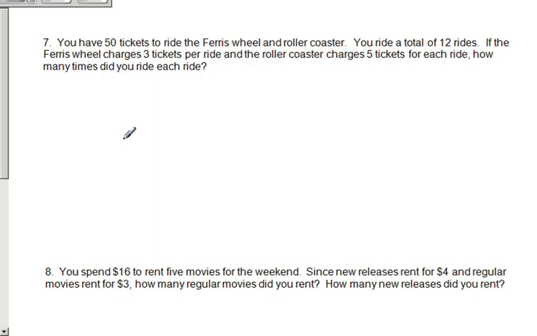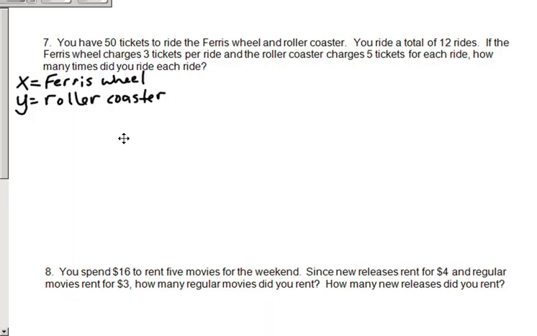Okay. The first thing you need to do is label an X and a Y. So here, because the Ferris wheel is the first one, I'm going to say X means Ferris wheel rides. And then I'm going to say that Y equals my roller coaster.